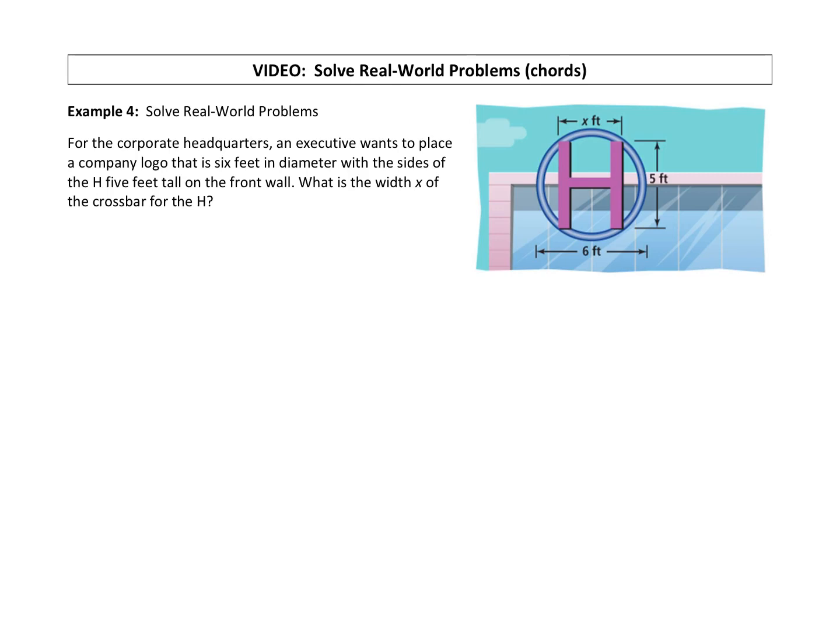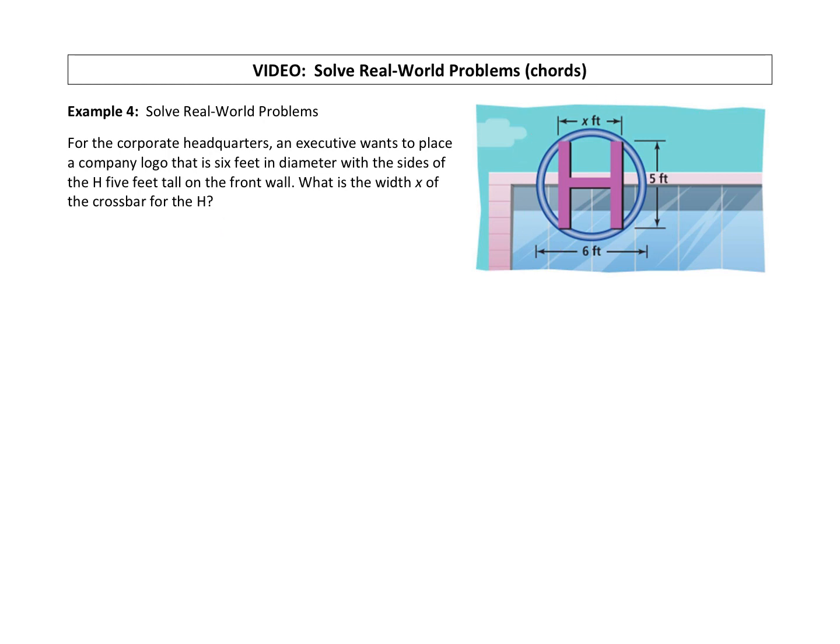All right, so we're going to take a look at a real world problem about using chords and circles. For the corporate headquarters, an executive wants to place a company logo that is 6 feet in diameter with the sides of the H 5 feet tall on the front wall. What is the width X of the crossbar for the H?